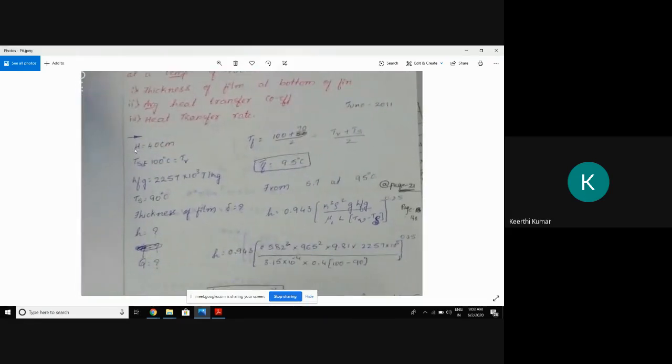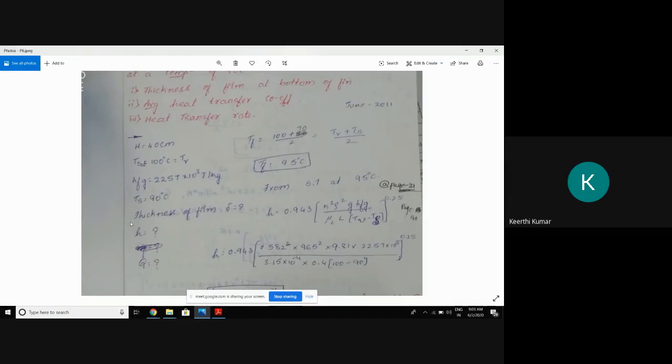So instead of taking this as H, height of the plate, it is nothing but length of the plate for us. Length is 40 centimeter. Vapor temperature is 100. HFG is given. The surface temperature is 90 degree. First one, thickness of the film at the bottom of the fin. That means delta. He's asking the thickness, which means delta. Delta of the film is how much? H is how much? Q is how much?